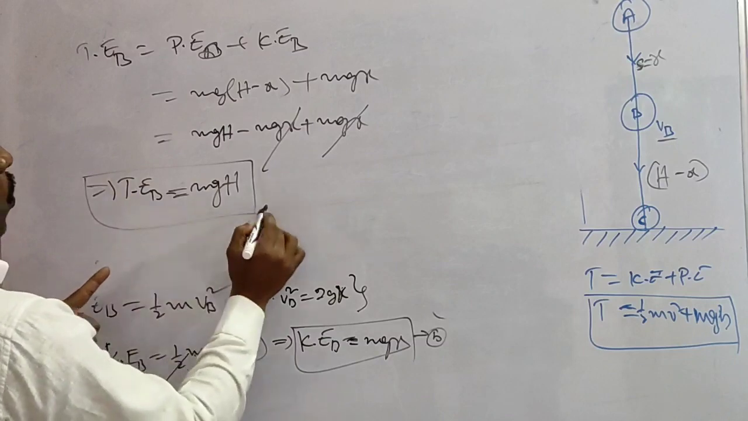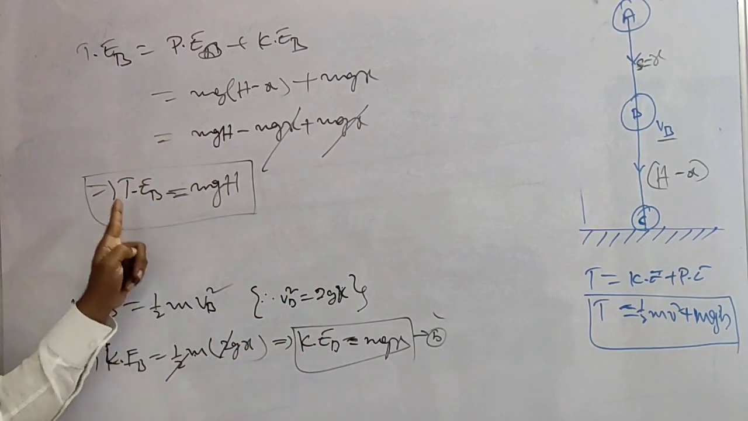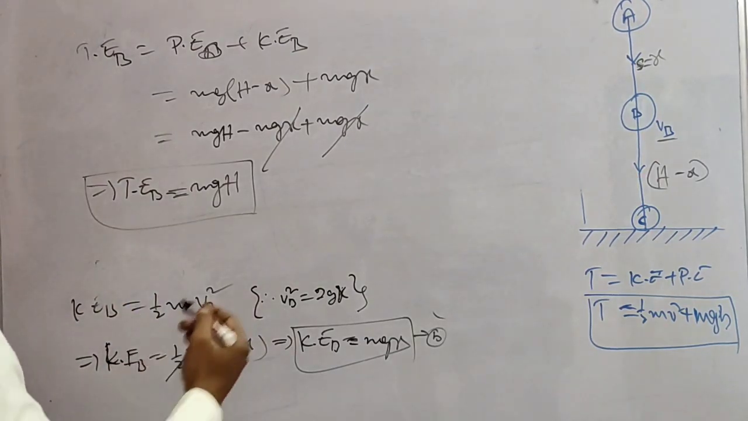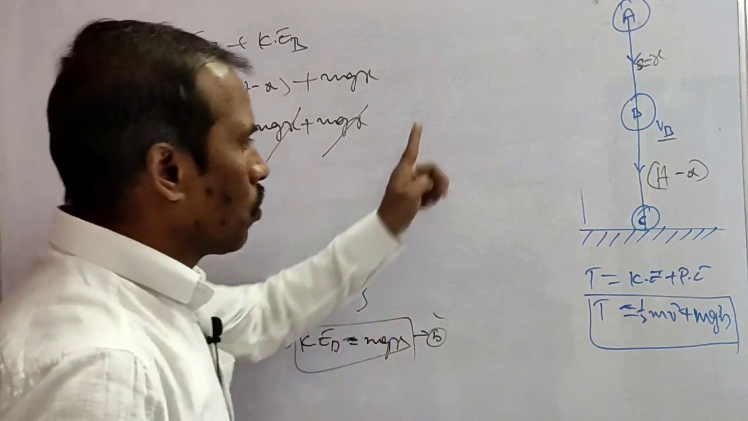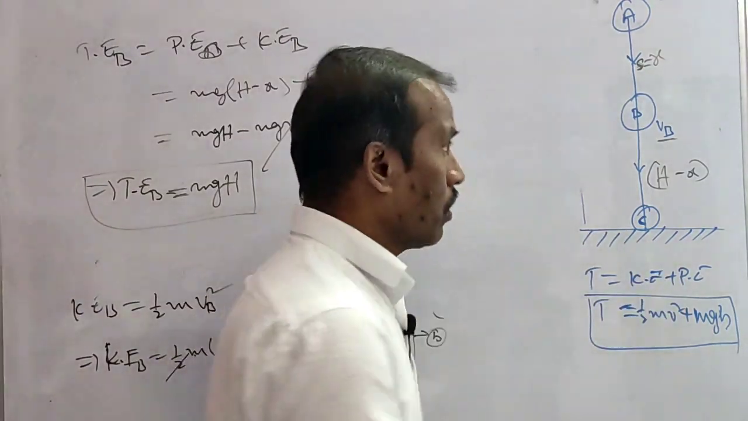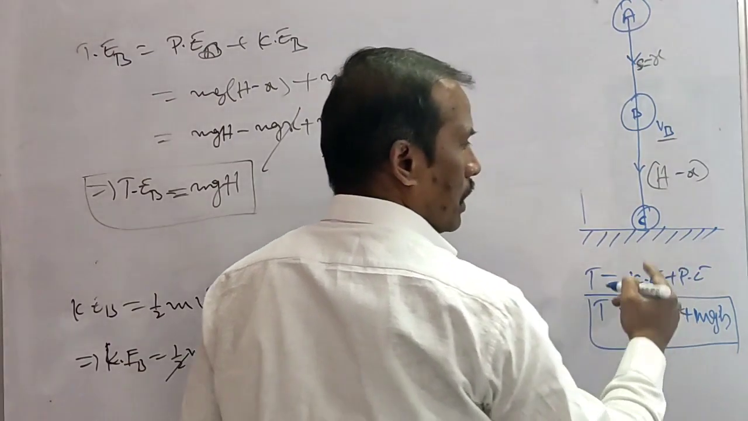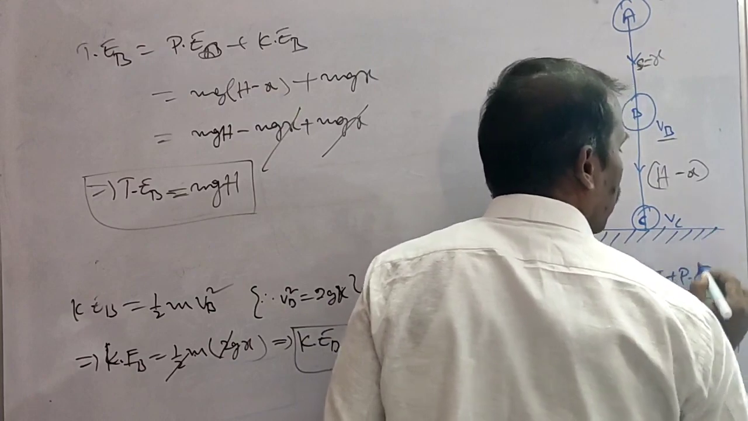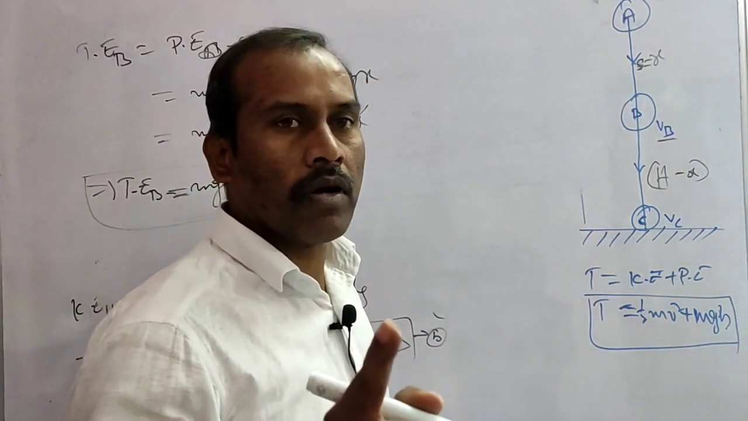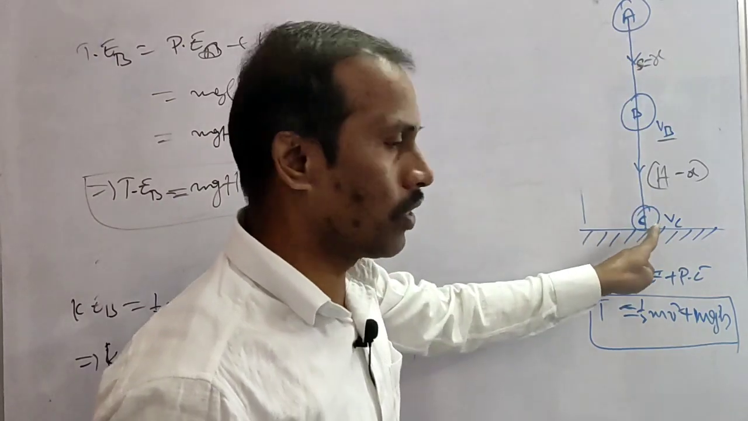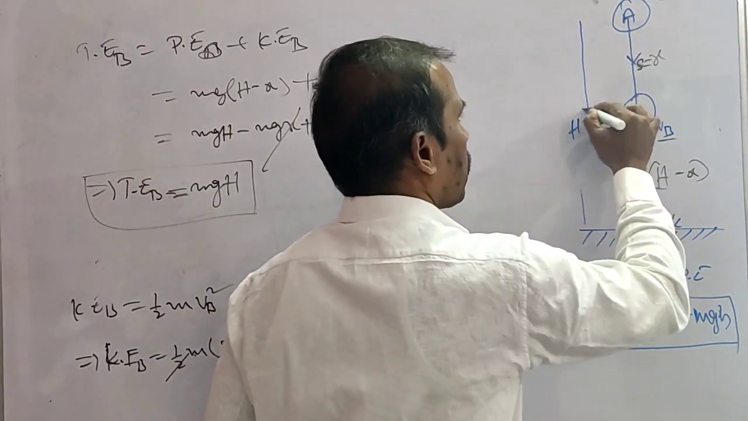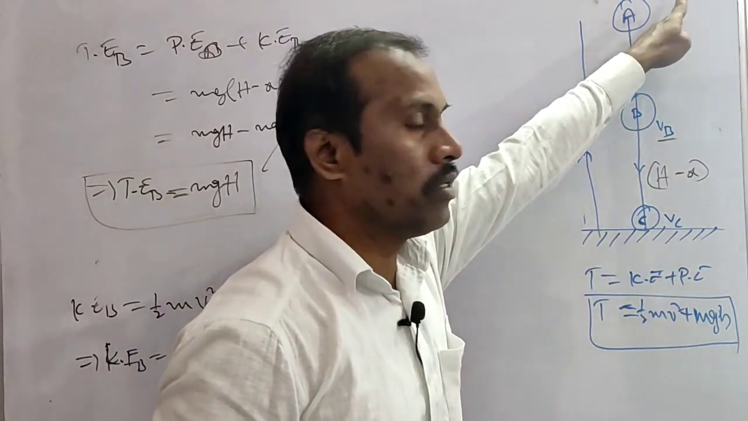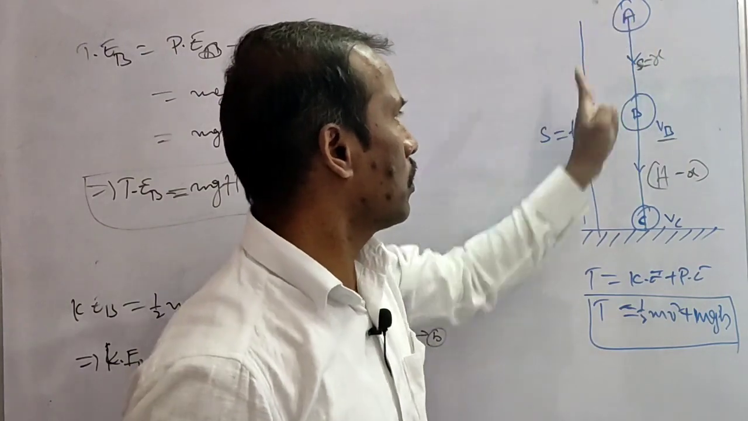This is the total energy of the block at point B, which is equal to mgh. Next case: the body reaches the ground, that is, the block reaches point C, the surface of the earth, with velocity vc. The displacement of the particle from A to C is h. This is the displacement s, with initial velocity 0 and final velocity vc.